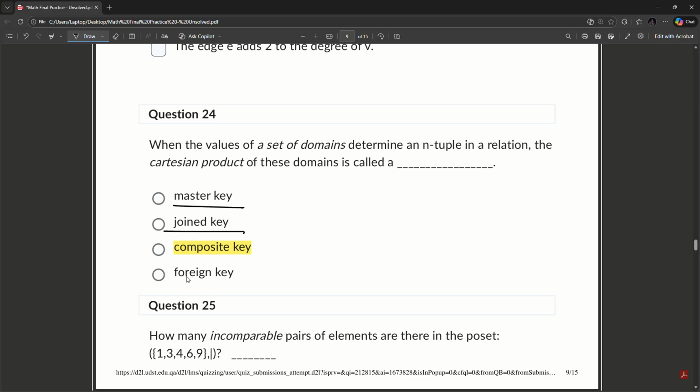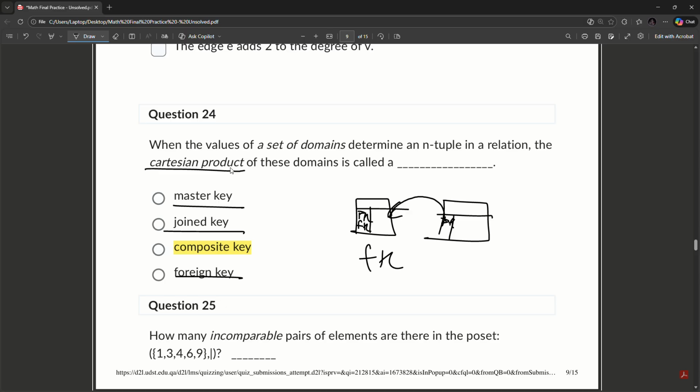But it says here, a foreign key is basically the primary key of another table becoming a foreign key in another table, right? That's what a foreign key is. So, by saying the Cartesian product, Cartesian is of course every possible combination. And the only way to get every possible combination is if you have a composite key, because a composite key has more than one primary key.